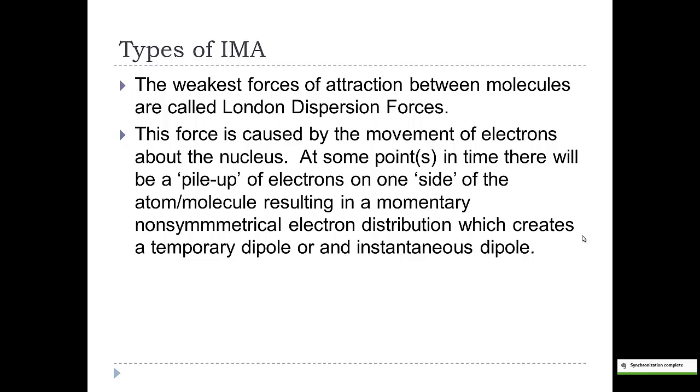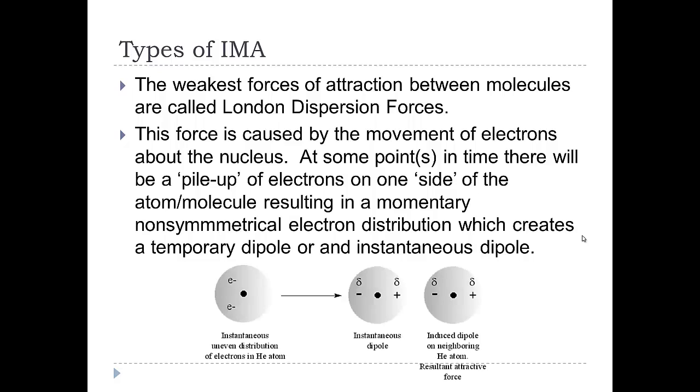All right, now that we're experts in determining whether molecules are polar or nonpolar and where the dipole moment will be, we're going to need to talk about the different types of intermolecular attractions. The weakest forces of attraction between molecules are called London dispersion forces. This force is caused by the movement of electrons around the nucleus. At some point, or points in time, there will be a pileup of electrons on one side of the atom or molecule, resulting in a momentary non-symmetrical electron distribution, which creates a temporary dipole or an instantaneous dipole.